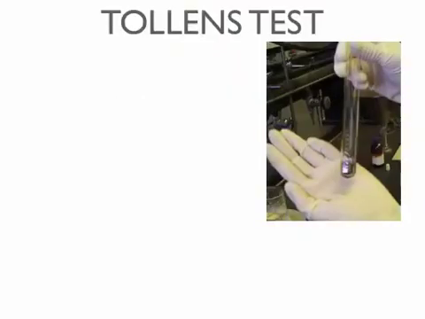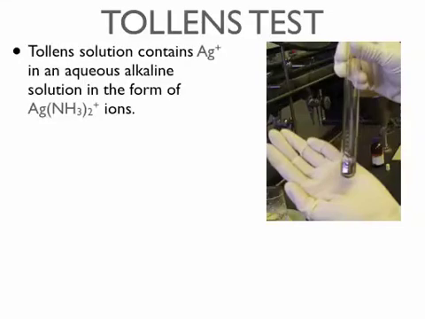The first test that we need to be familiar with, at least, is called the Tollens test. Now, Tollens involves silver ions. I don't know how you're going to remember that, but the Tollens test involves silver 1 plus ions, and they're in an aqueous alkaline solution, so the pH is high, in the form of silver and ammonia bonded together.